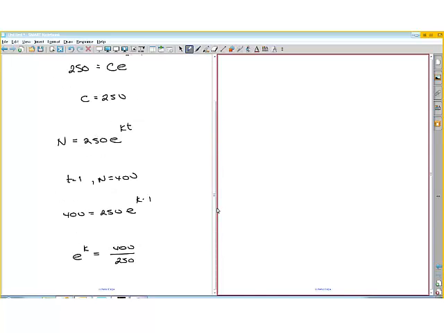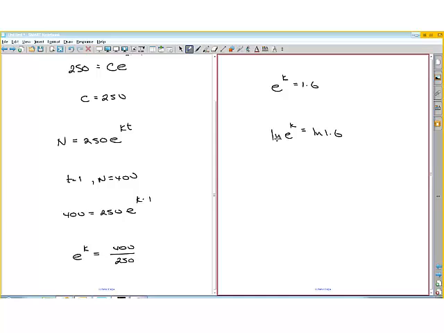So let's just go ahead and calculate what it is. 400 divided by 250 is 1.6. Okay, so e to the k is equal to 1.6. So how do I solve for k? Well, I take the natural log of both sides.